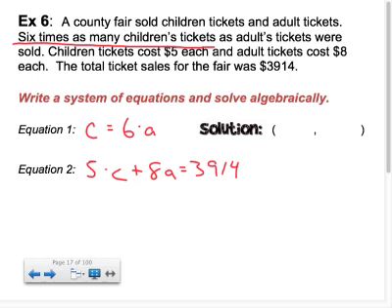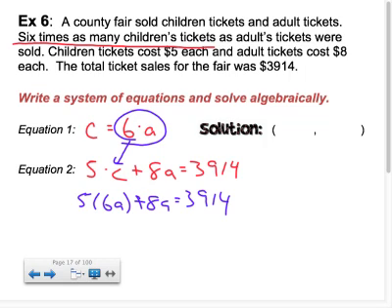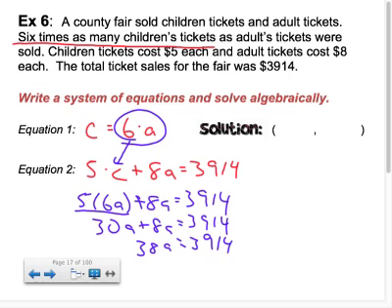And so now what I can do is I can just simply replace C with 6A. So I have 5 times 6A plus 8A equals $39.14. So now here I do 5 times 6, that's 30A plus 8A equals $39.14. And that simplifies to 38A equals $39.14. Divide both sides by 38, so $39.14 divided by 38. The number of adult tickets was 103.